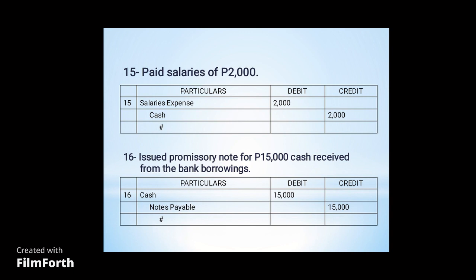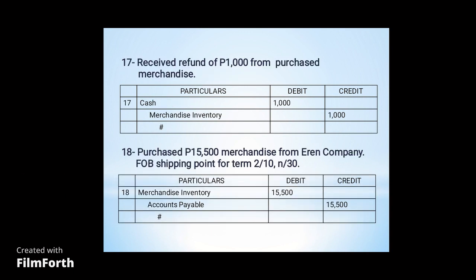Issued promissory note for 15,000 cash received from the bank borrowings. So debit, cash, credit, notes payable. 17. Receive refund of 1,000 from purchased merchandise. So debit, cash, credit, merchandise inventory.